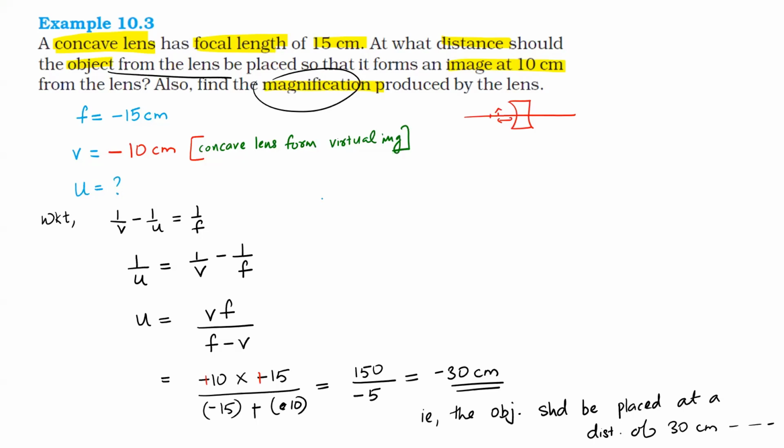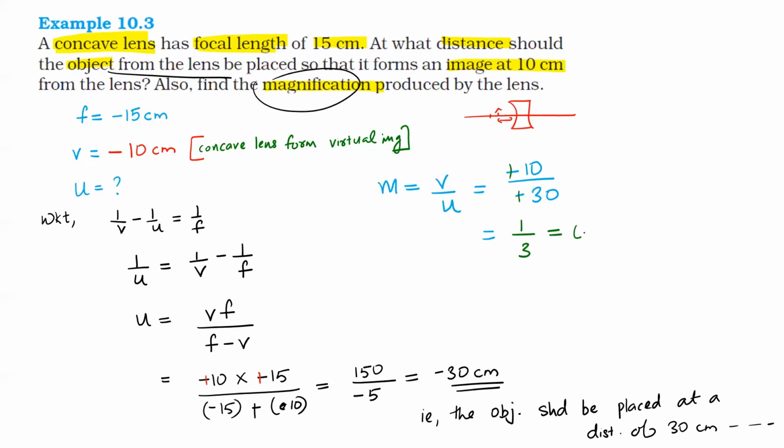So which formula should I use to find magnification? V by U. Yeah, magnification, find it out, V by U. So substitute. Don't take it as minus V by U. Minus V by U is for mirror. Here it is V by U. Now substitute. V is what? V is minus 10. U is minus 30. So this will cancel each other. So it will be 1 by 3. And what is 1 by 3?